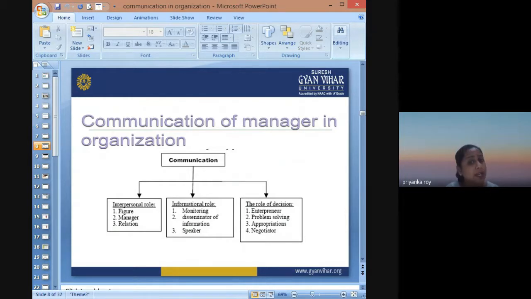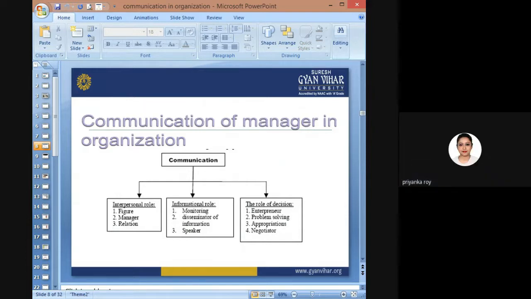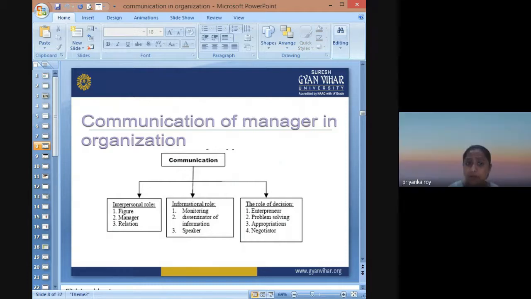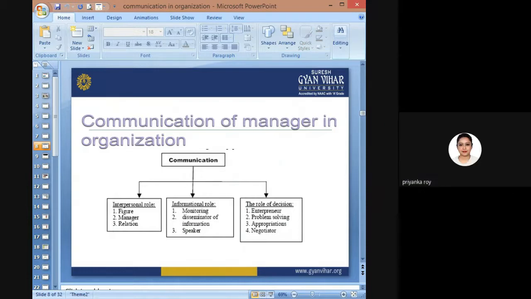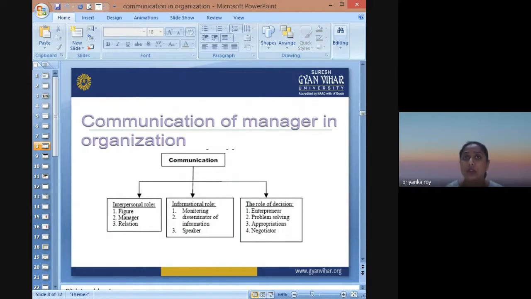Similarly, the informational role, that is monitor, disseminator of information, and speaker. So a person can monitor, ask somebody to see what another person is doing, or how he's performing. For that also you require communication skill. So it is for monitoring, and disseminating certain information that has been received from the top level managers, for example.